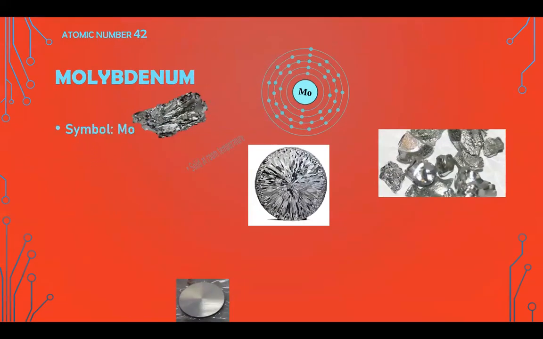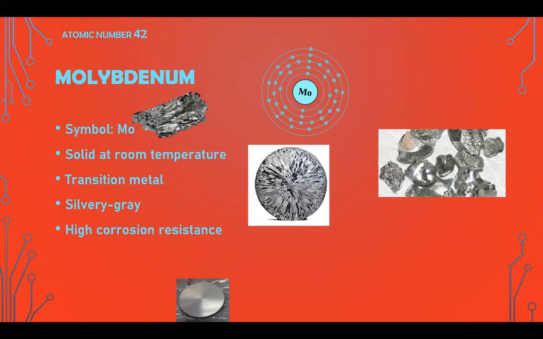Molybdenum, its symbol is Mo. It is a solid at room temperature. It's a transition metal. Molybdenum has a silvery gray color. It has high corrosion resistance. Just like those elements with the atomic numbers ranging from 21 to 25.